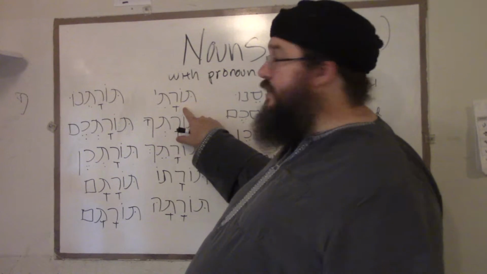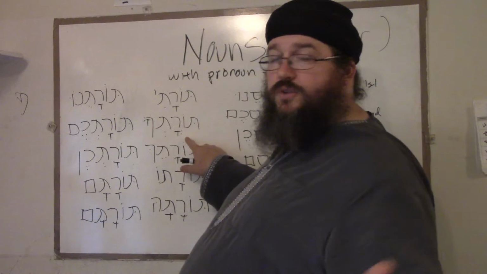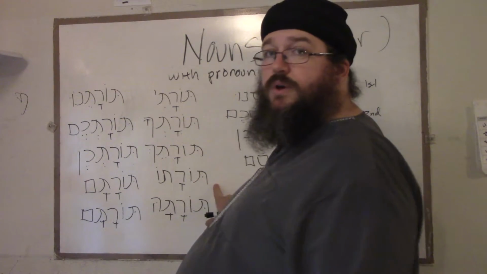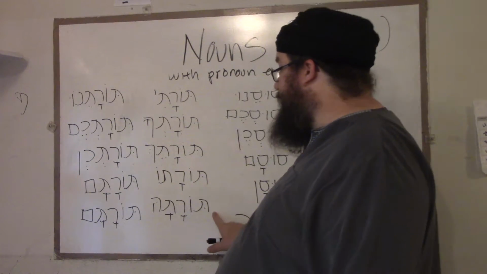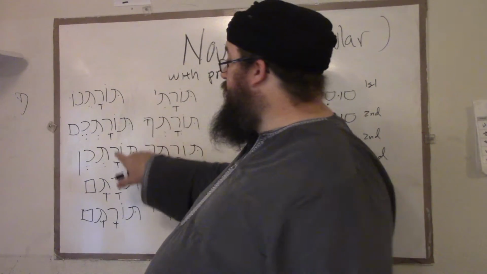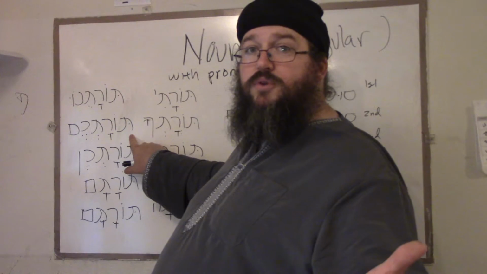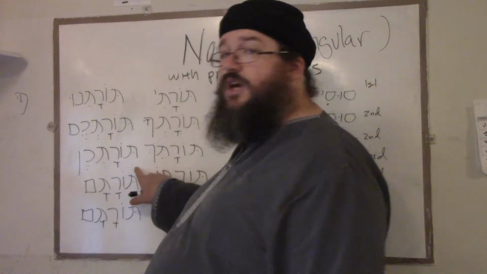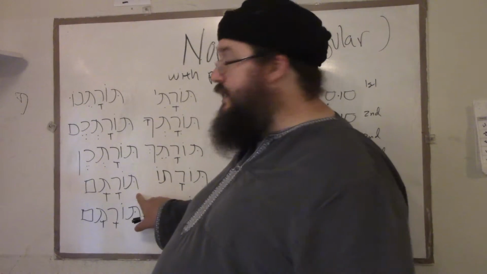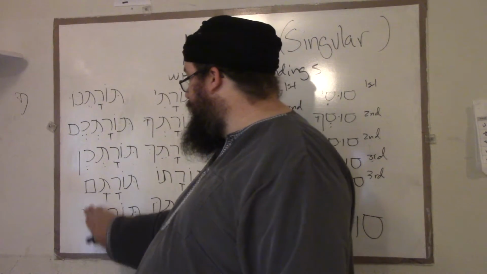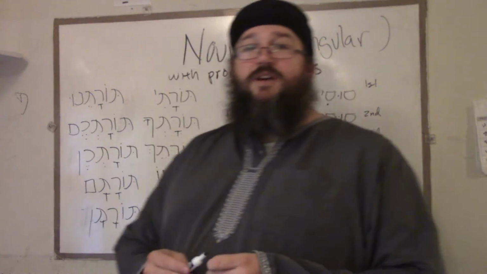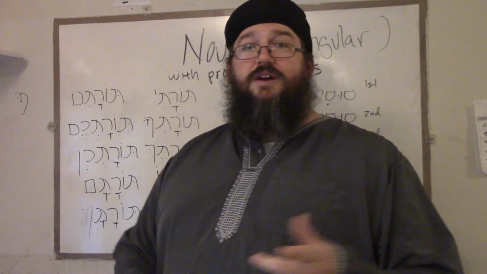Torati, my Torah. Toratecha, your Torah. Toratech, your Torah feminine. Torato, his Torah. Torata, her Torah. Toratenu, our Torah. Toratechem, your Torah plural. Toratechen, your Torah plural feminine. Toratam, their Torah. And Toratan, with the nun sofit. Don't want to forget that, right?